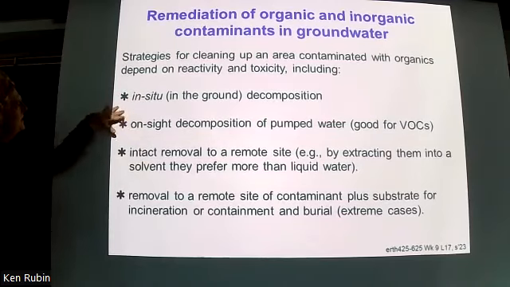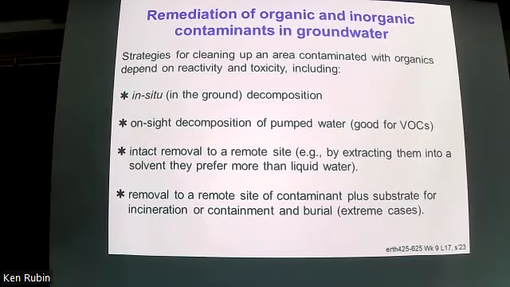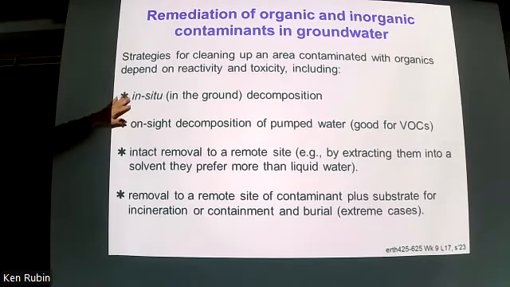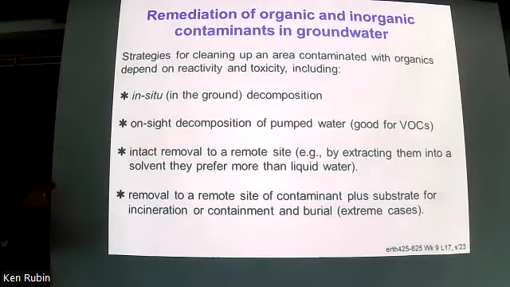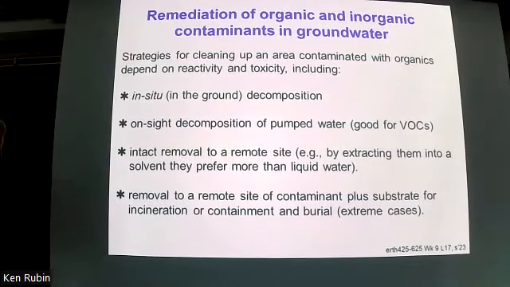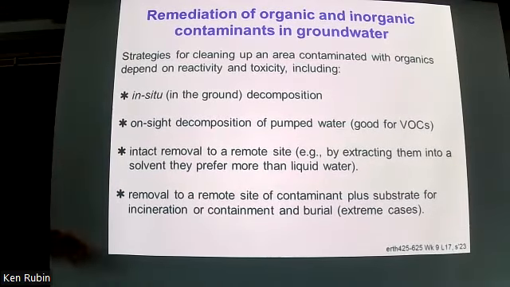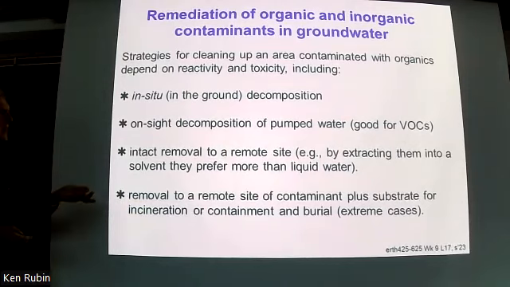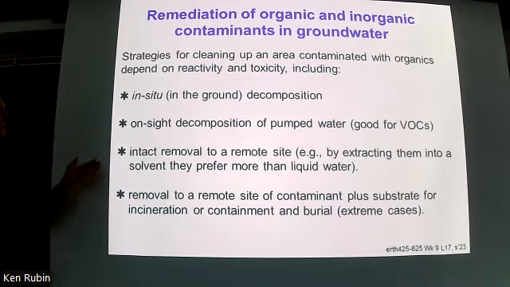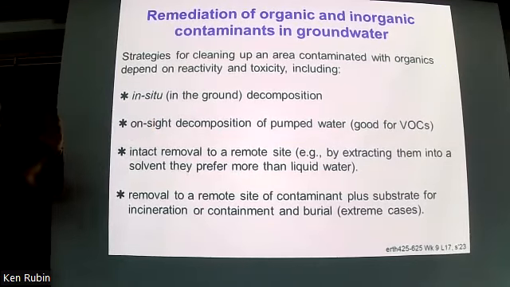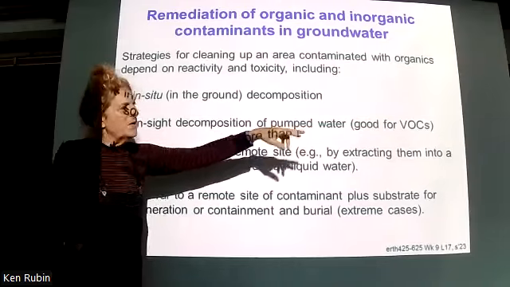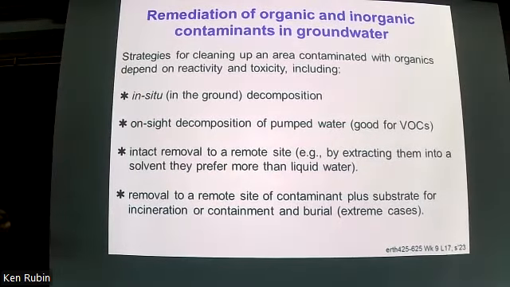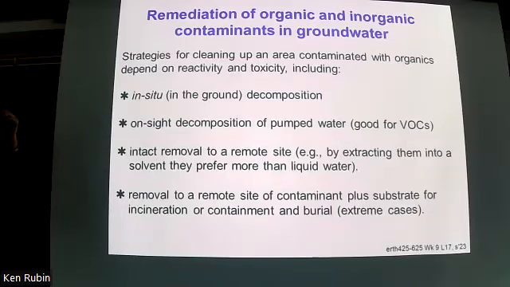One category of remediation is to try and have decomposition in the ground of the contaminant. And this can either be natural or aided by human activities. You can also have what we call on-site decomposition. What this means is that we pump water out of the ground and we pull with it the contaminant. And then up on the surface, we have a series of tanks that are used to decompose the pumped water. And there's a whole bunch of different things that can happen. But for instance, for volatile organic carbon compounds, one thing that is done is to bring water up and to aerate it and to release into the atmosphere.